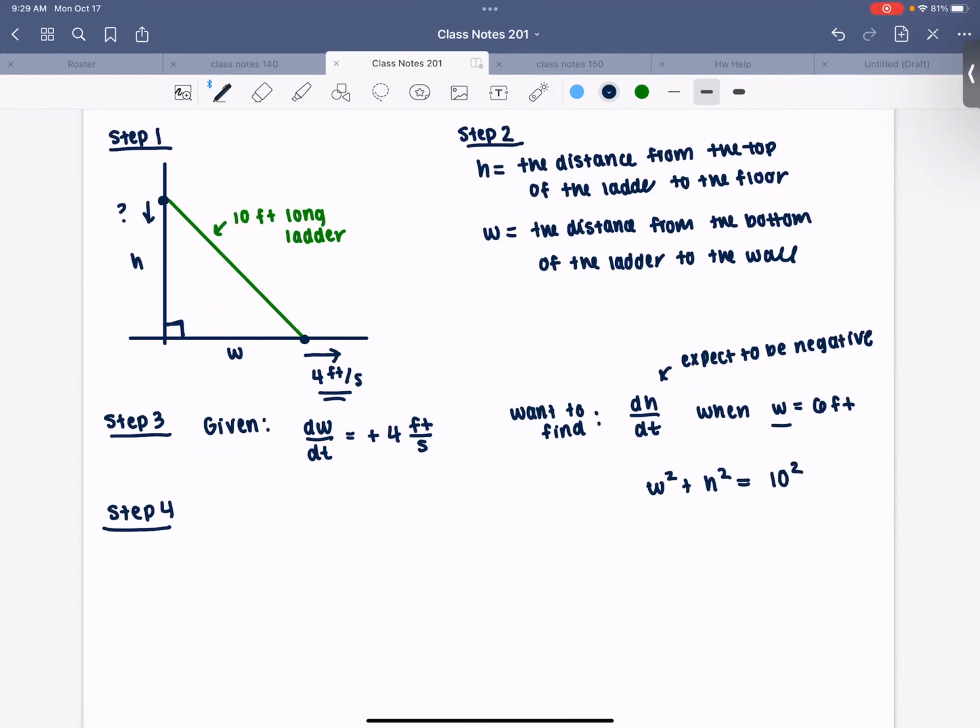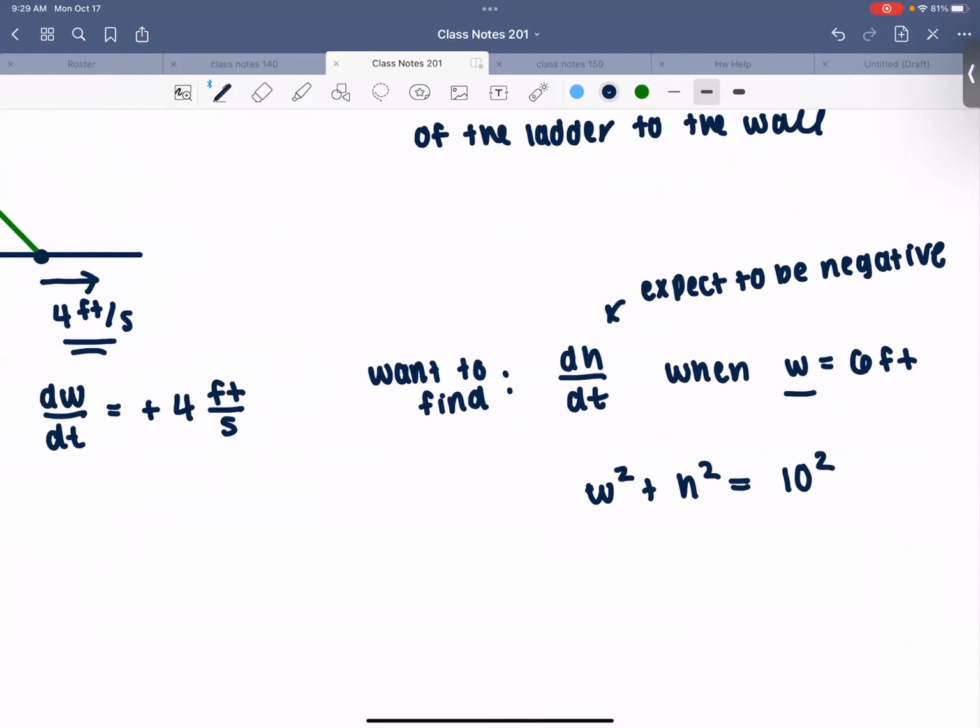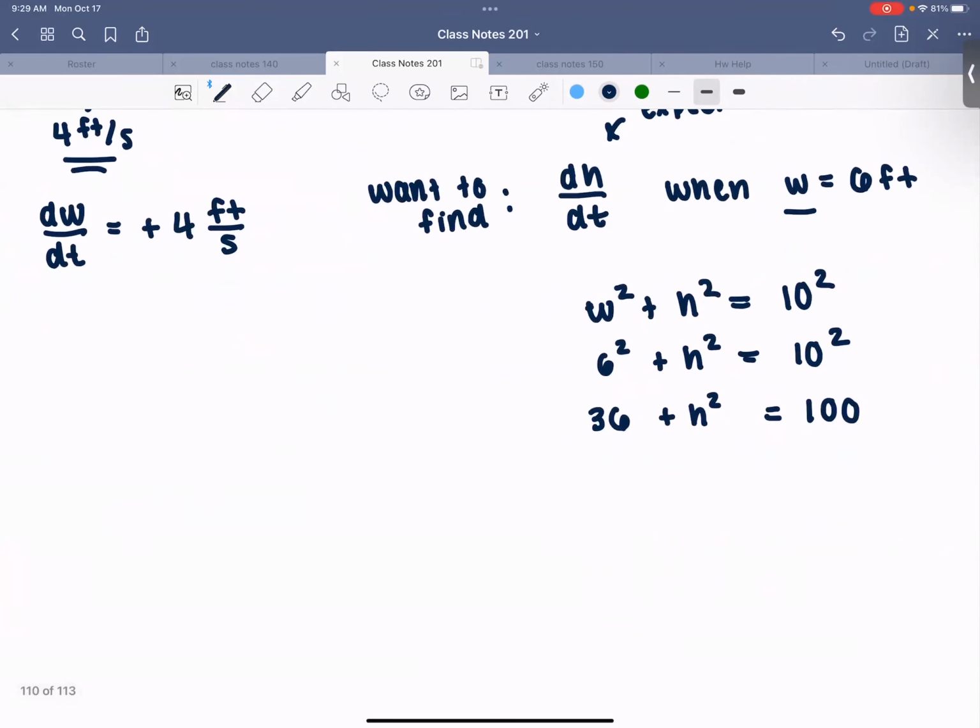Okay. Plugging in w equals 6 feet gives us, well, you can use units here, but I'm pretty sure we know that the height is going to be in feet. So let's just plug it in without using our units here. 6 squared plus h squared equals 10 squared. 6 squared is 36. And 10 squared is 100. So I think that gives us h squared equals 64. And the square root of 64 is 8.